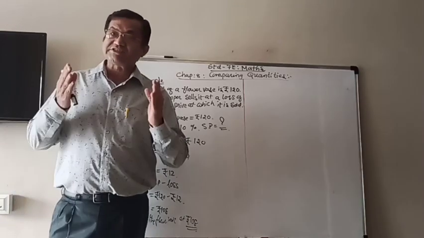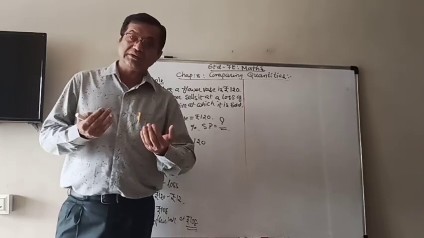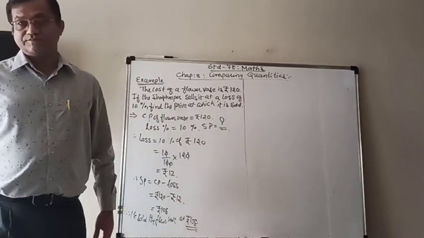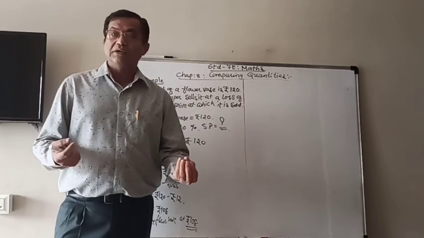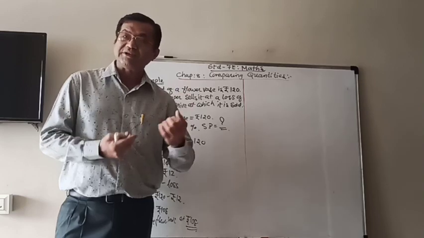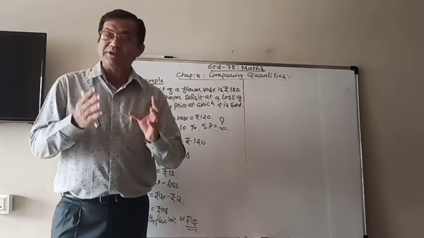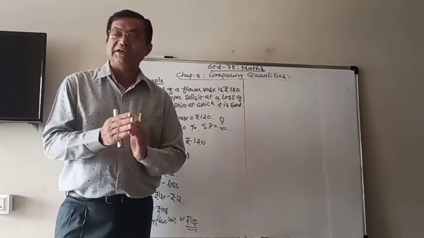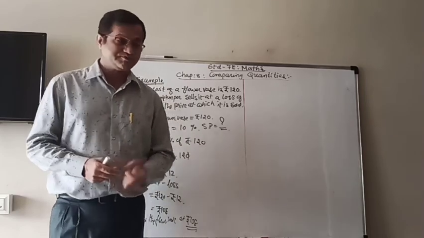Because if it is given in percentage, first of all we have to convert from percent to rupees. So 10% of 120 is 12. And therefore the loss will be rupees 12, not that 10% means rupees 10. Percentage is always given on the CP of 100 rupees. And therefore we have to find the real loss from the percentage.